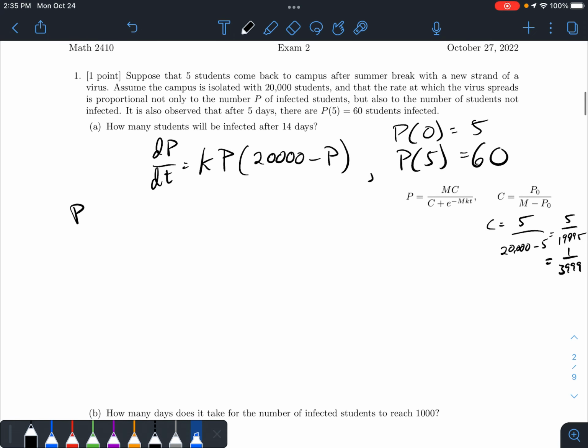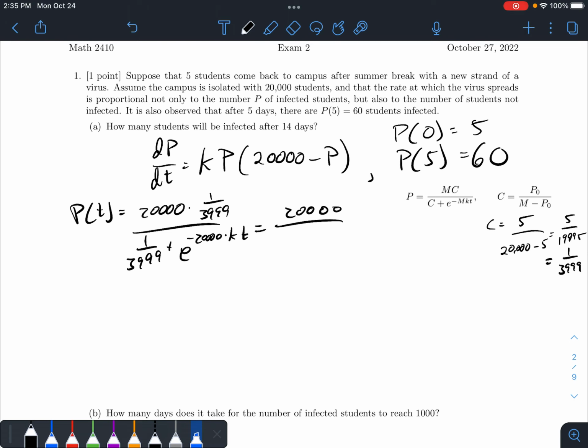All right, so that's our C value, and so our P of t is given by M times C. M is 20,000. This is our C value, plus e to the negative Mkt. K is unknown, so now we need to figure out what k is. Also, it's probably easier to just multiply through by 3,999 on the top and bottom. You get this if you do so. So this just cleans up the formula a little bit. Makes it a little easier to deal with.